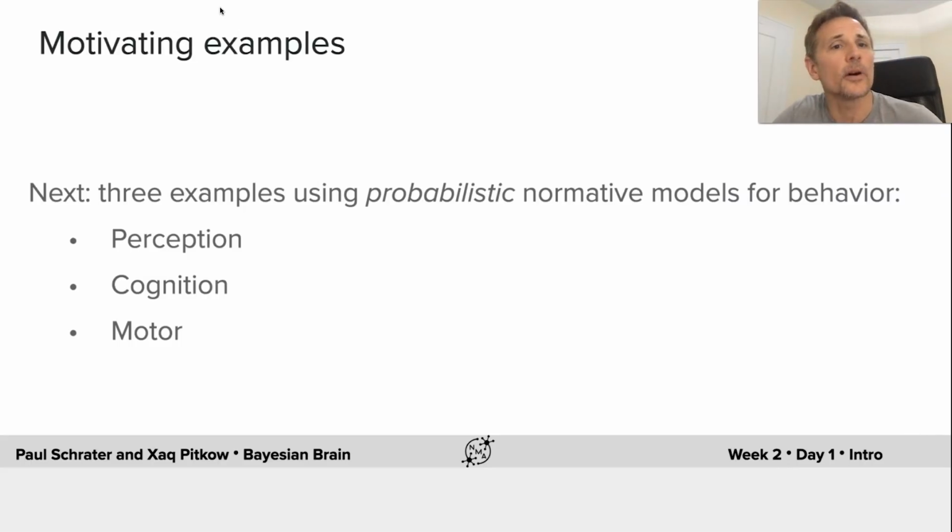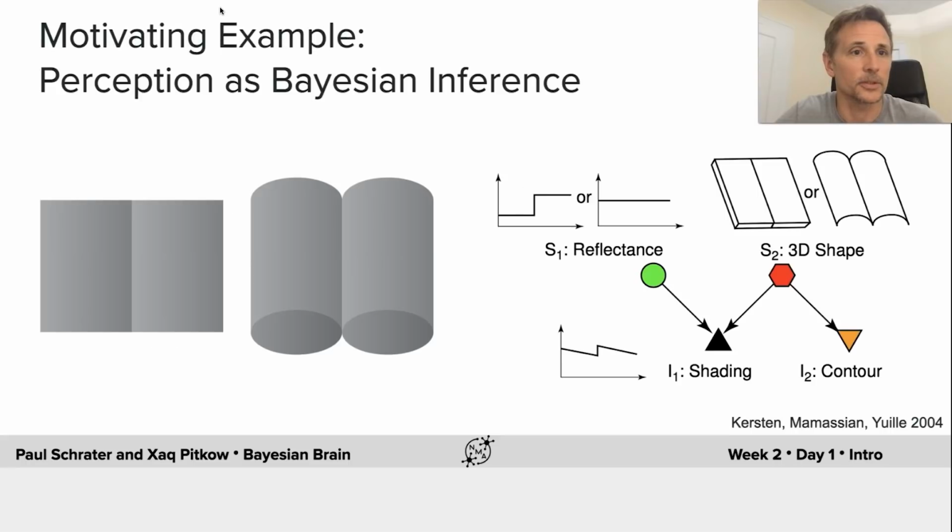So what I'd like to do is walk through a few motivating examples that explain why probabilistic normative models can be important in the entire perception action cycle, starting in perception, going through cognition, and motor control.